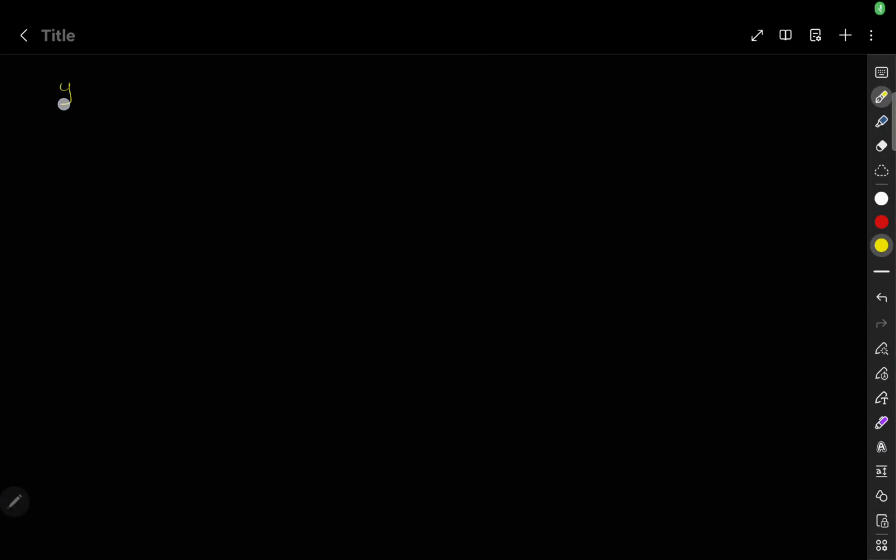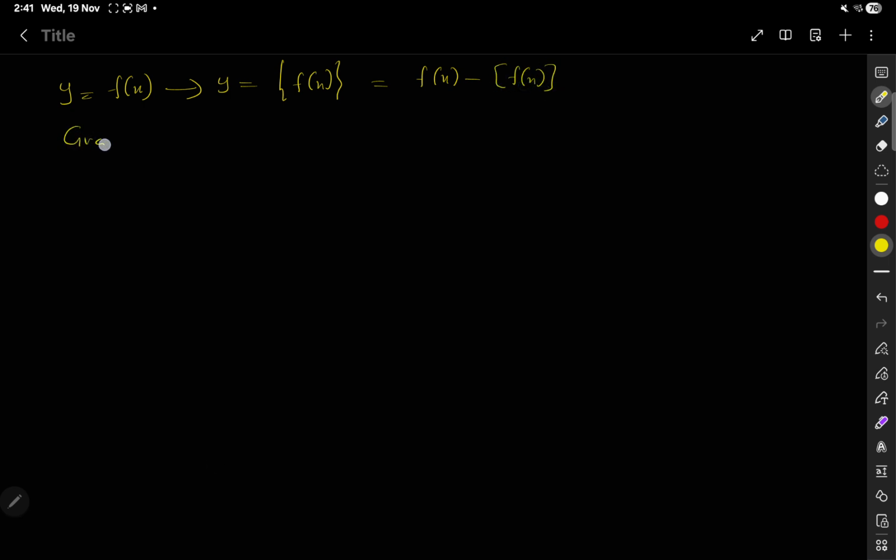The transformation y equal to f of x transforms to y equal to the fractional part of f of x. I can also write this as f of x minus step f of x. What you need to understand is that this graph always lies between y equal to 0 and y equal to 1.